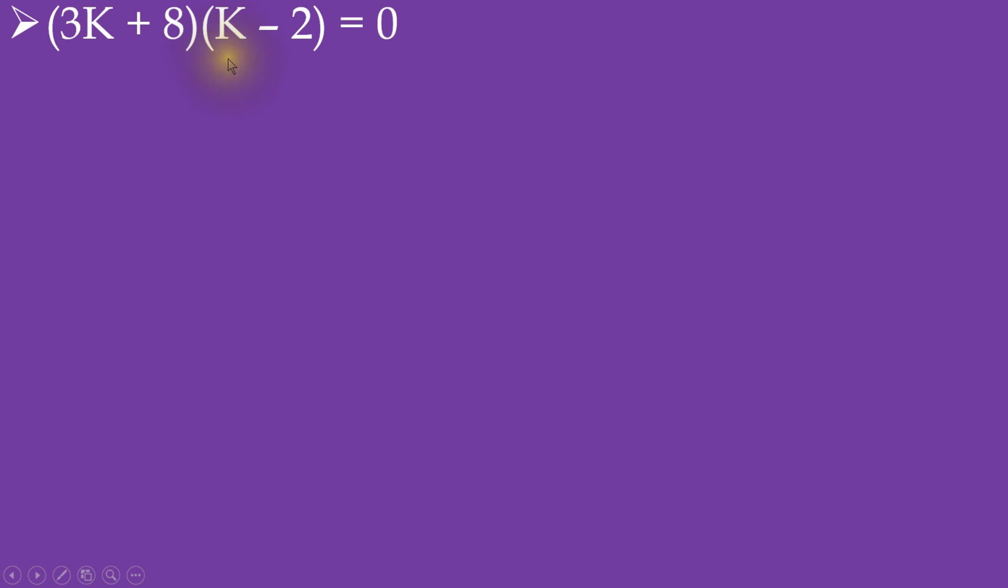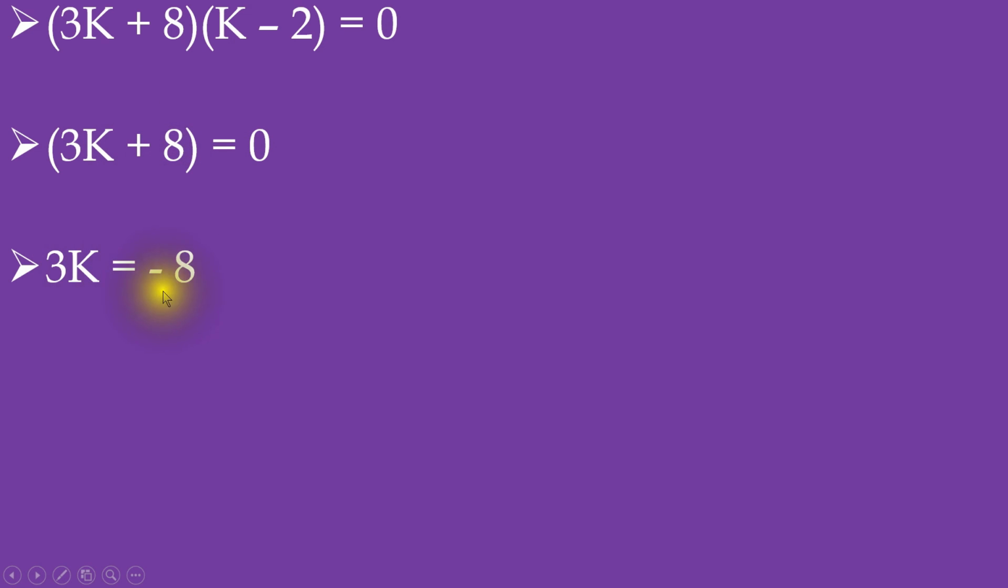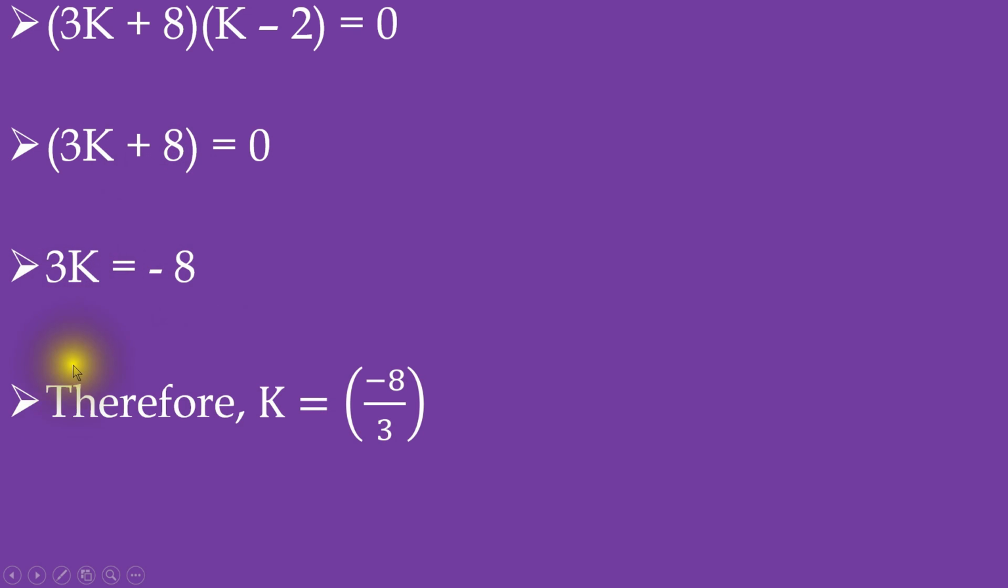For that, we will first move this k minus 2 to the RHS. By moving this k minus 2 to the RHS, we will get 0 divided by k minus 2. We know that 0 divided by anything will be 0. Therefore, the next step will be 3k plus 8 is equal to 0. Now bring this 8 to the RHS. We get 3k is equal to minus 8. Now bring this 3 to the denominator of RHS. We get k is equal to minus 8 by 3. So this is one of the values for k.